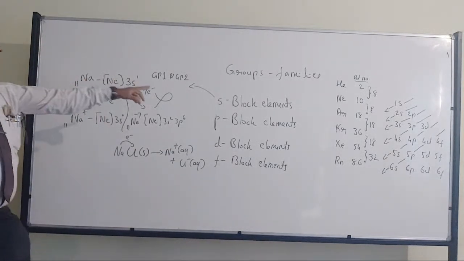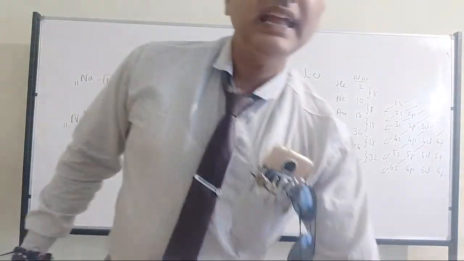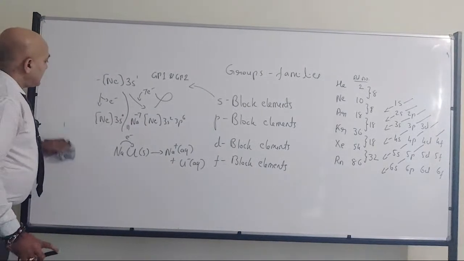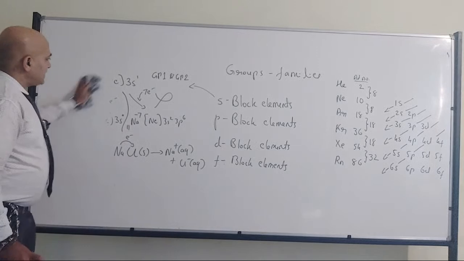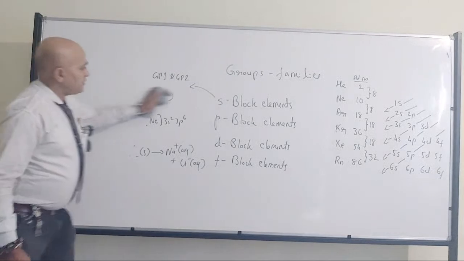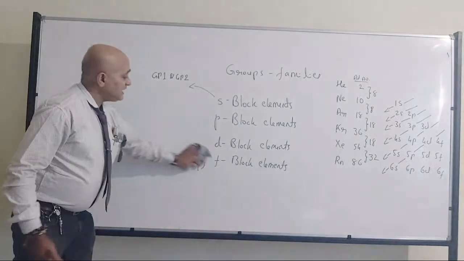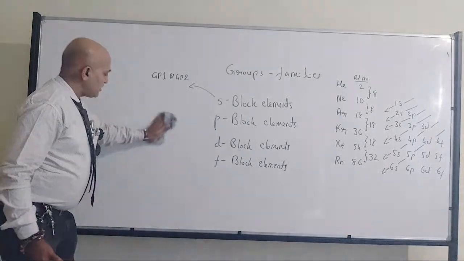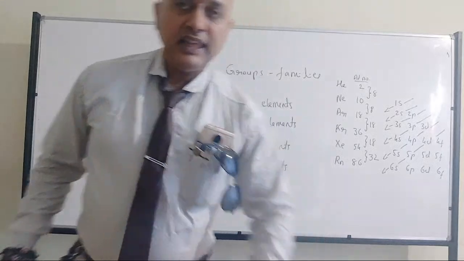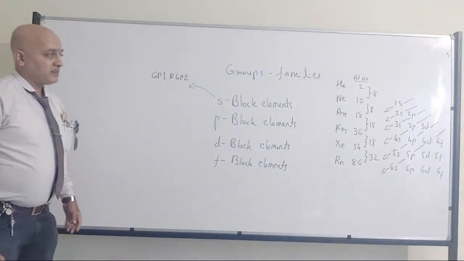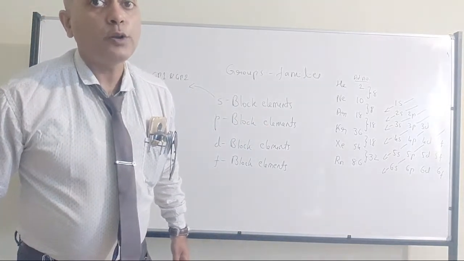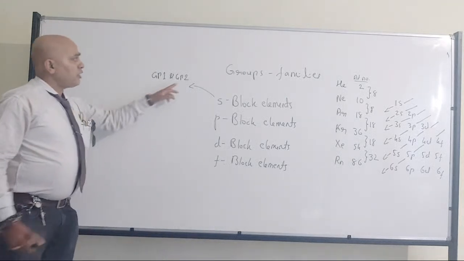So group 1 elements are actually S block elements. All of you will agree? Group 1 elements are S block elements. Don't forget, they are called alkali metals. Group 1 elements can also be called alkali metals. Sodium, potassium, lithium, all of them belong to this category. Group 1. Okay. Now I'll talk about group 2.